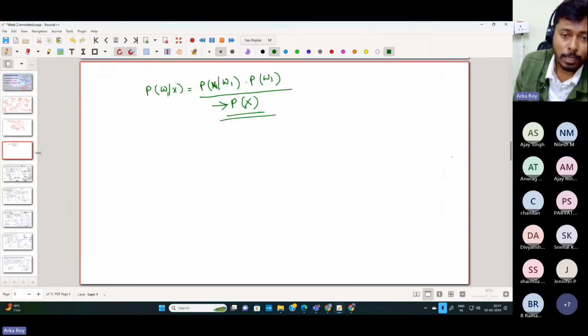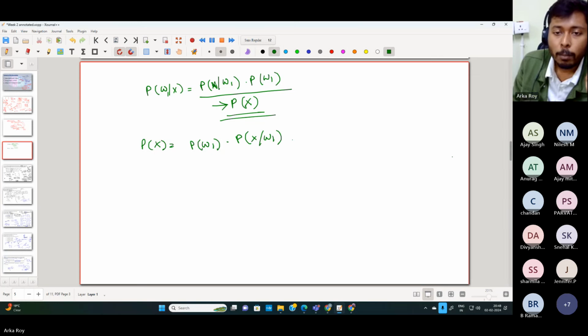We are very good at neglecting some of the terms. So, for example, p of x, the meaning is p of x. It means p of omega 1 into p of x given omega 1 plus p of omega 2 into p of x given omega 2. So this is the meaning of p of x.